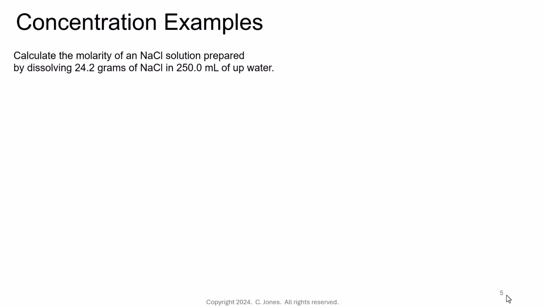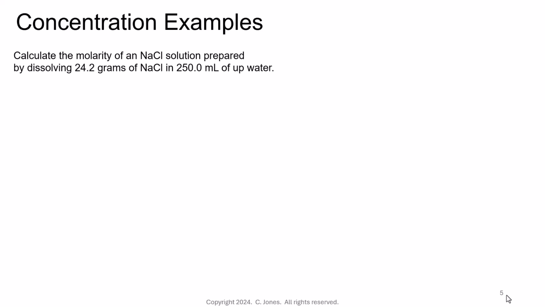Okay, now let's do an example. Calculate the molarity of a sodium chloride solution prepared by dissolving 24.2 grams of sodium chloride in 250 mLs of UP water, and that just means ultra pure water. That's our 18.2 megaohm, less than or equal to 10 parts per million total organic carbon water that we mentioned in the first segment, the water that we use to prepare aqueous solutions.